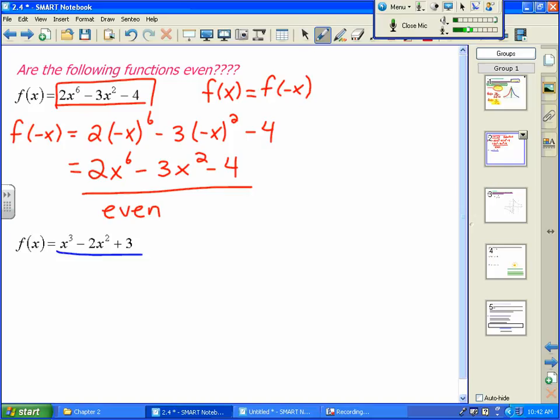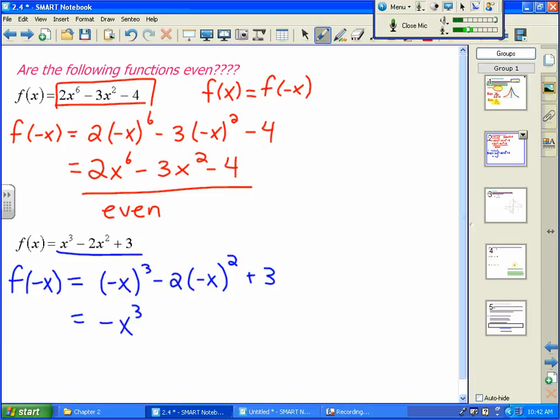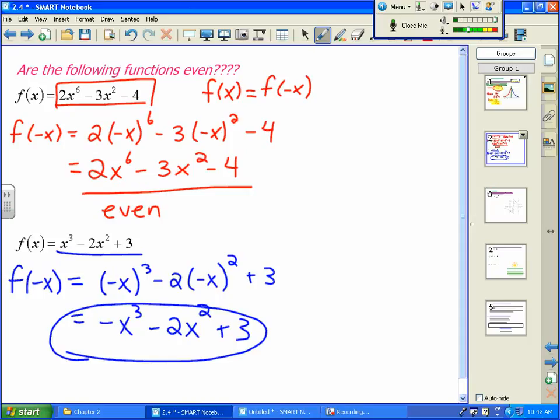Let's look at the next one. f of x is given as that, so let's now find f of negative x. I've got negative x cubed minus 2 times negative x squared plus 3. Negative x cubed actually becomes negative x cubed. This will be minus 2x squared plus 3. You can see this does not equal the original function, so it is therefore not an even function.